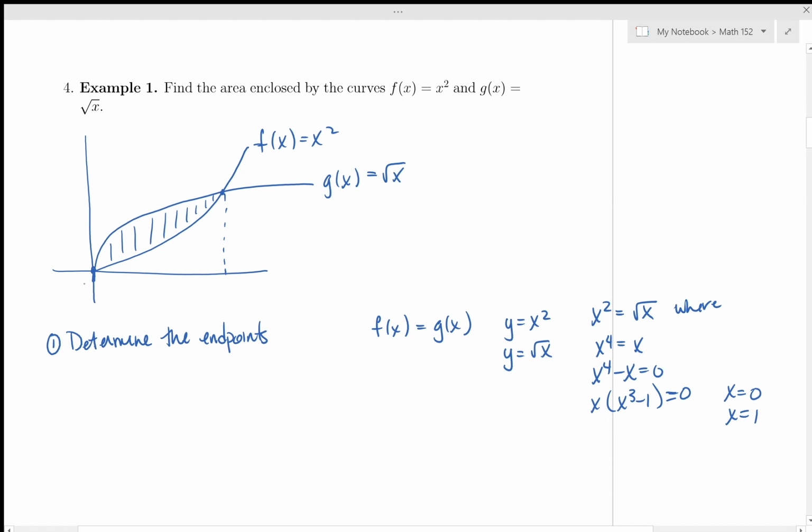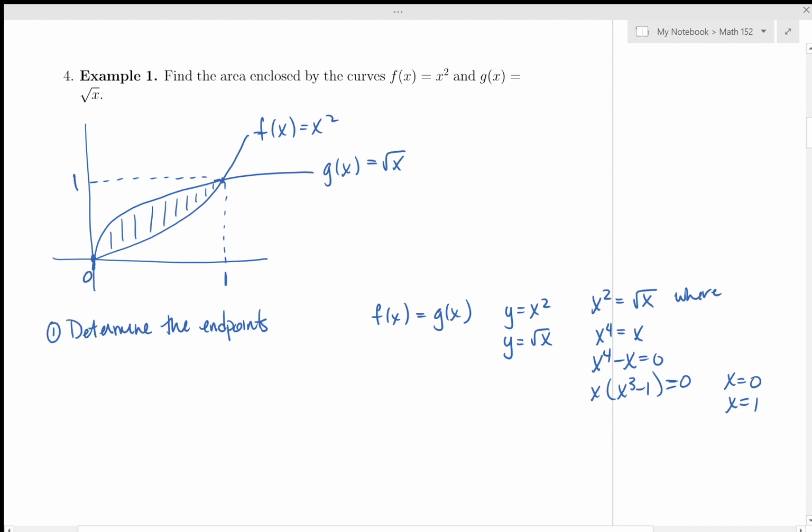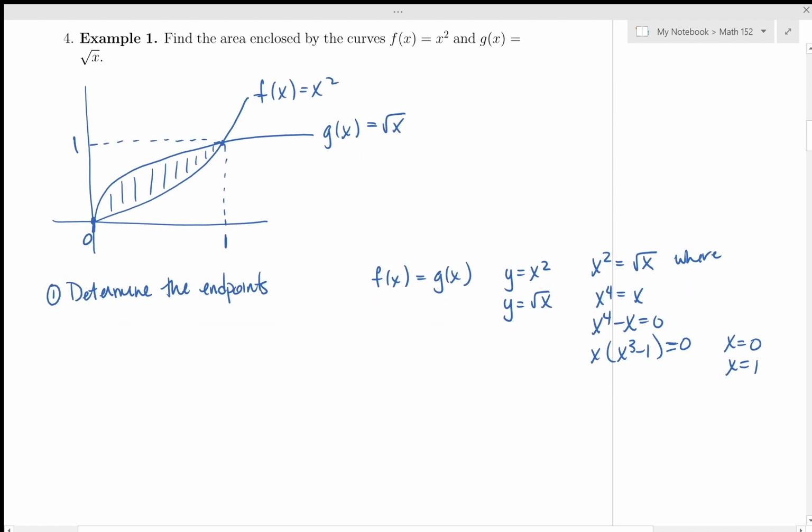I can see this from my drawing, that this is 0 and this is 1. And then that allows me to calculate this here. Square root of 1 is 1, and of course 1 squared is 1. So now I know what my endpoints of integration are going to be. They're going to be going from 0 to 1. So that's determining the endpoints.